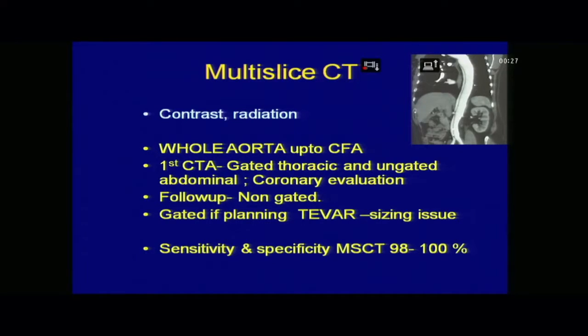So keeping this in mind, we do the CT. As I told before, in spite of small aortic segment involvement, we still do the entire aortic assessment, whether it is a type B only or type A only case. We still do the whole aorta up to the common femoral artery. So if the patient is presenting in an acute condition or for the first time, we do a gated thoracic study and an ungated abdominal CT scan. We also mention the coronary arteries if they are seen well.